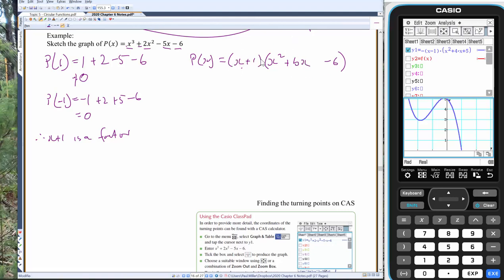How do I make an x term? I go 1 times bx, which is bx, and I go x times negative 6, which is negative 6x, equals the x term over here, negative 5x. So that's going to be b take 6 equals negative 5, b equals 1. So p of x equals x plus 1, x squared plus x take 6.